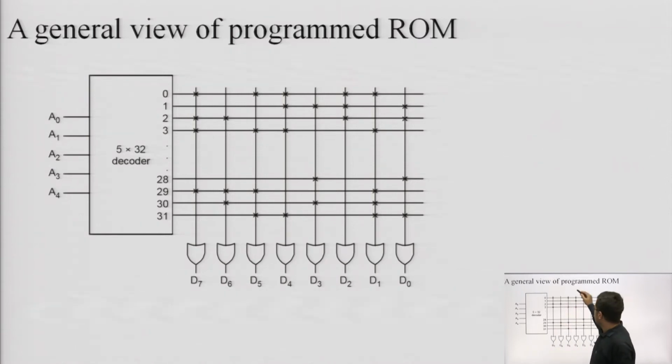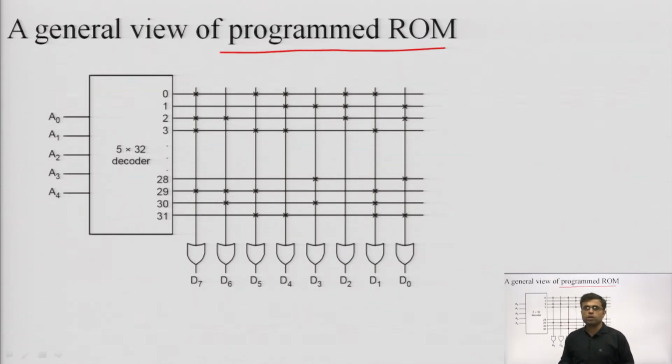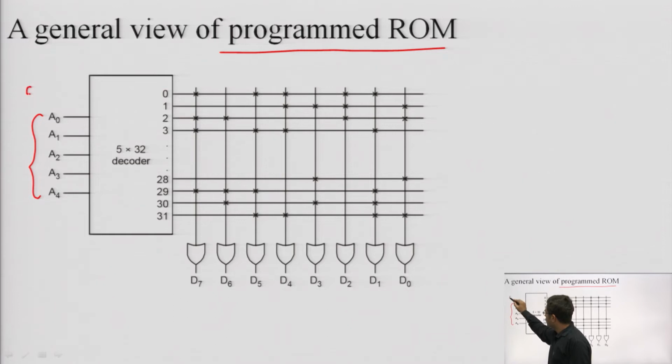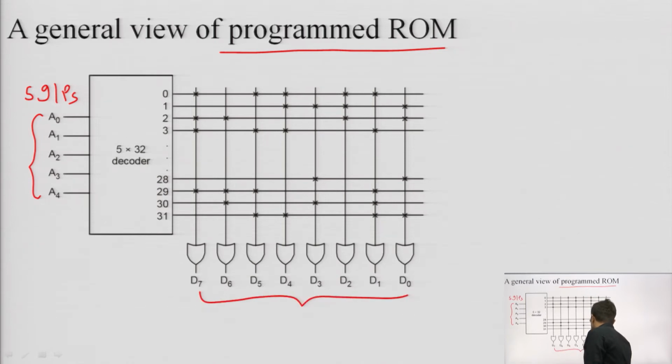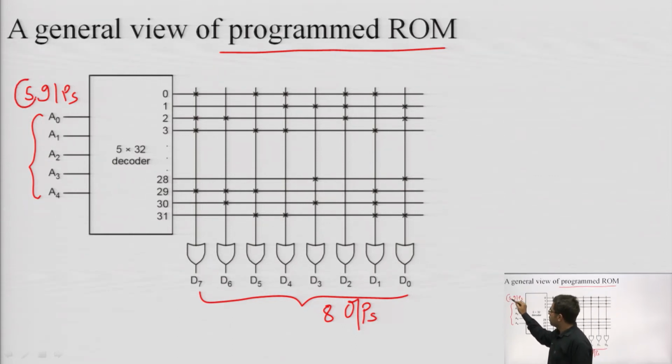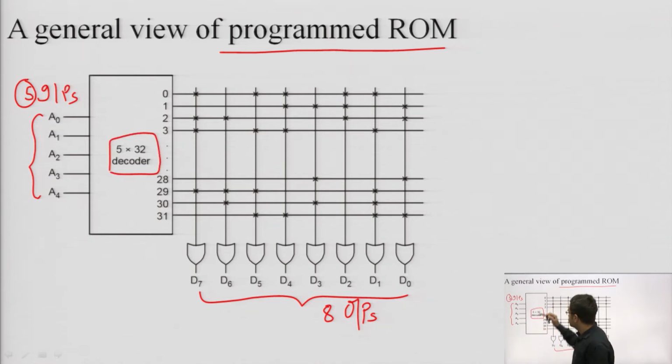So this is the general view of a programmed ROM. After programming, how is a ROM going to look? This is a ROM which has 5 inputs and 8 outputs. And what is the relation? For 5 inputs we have to choose a decoder. Which decoder will be suitable for 5 inputs? It will definitely be the decoder which has 2 raised to power 5 outputs. That means a 5 cross 32 decoder is chosen, which has outputs from 0, 1, 2 up to 31. So 32 outputs are there.